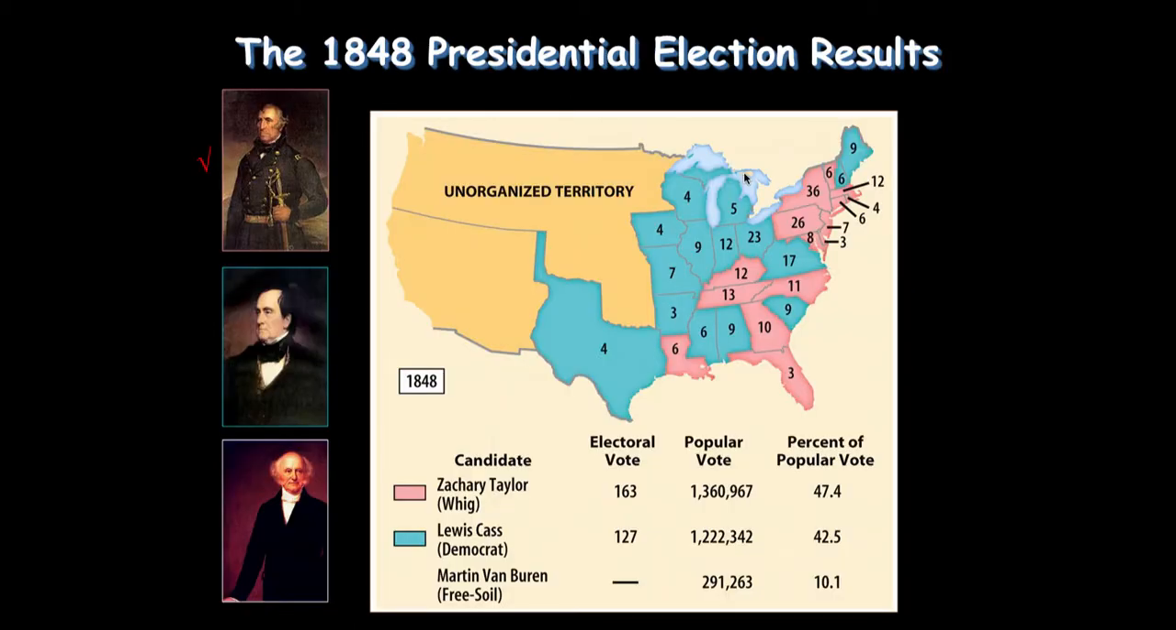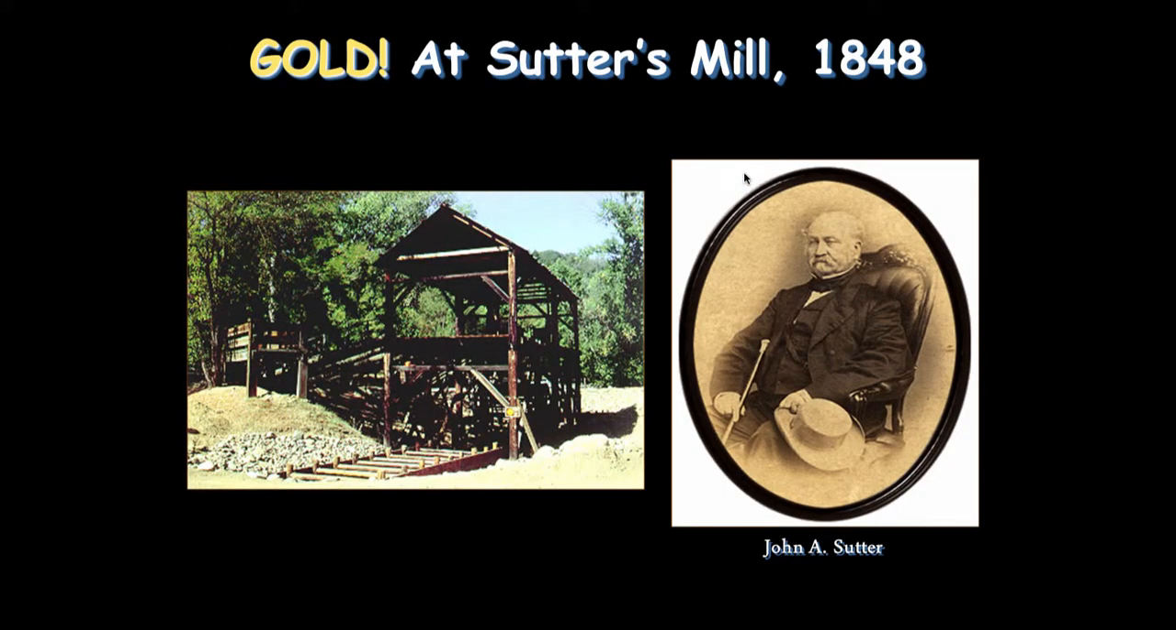So here are the results of the 1848 presidential election. You see Zachary Taylor. It's pretty close. And if you look at Van Buren, he probably was the spoiler. He had 10% of the popular vote. He didn't get any electoral votes, but if you look underneath the hood there, he made the difference in some of these states.